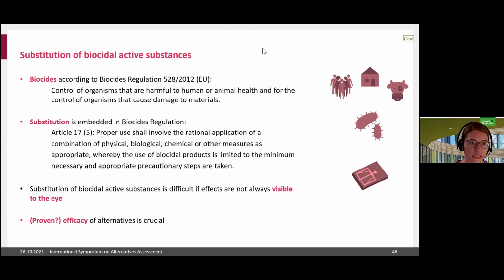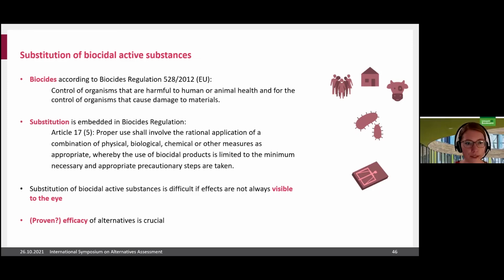But because these substances can be problematic, a substitution option is already embedded in the European Biocides Regulation, where in its Article 17, it says that their use should be minimized to the minimum necessary by taking a combination of several different possibilities to control harmful organisms, and chemical alternatives are only one of those options.